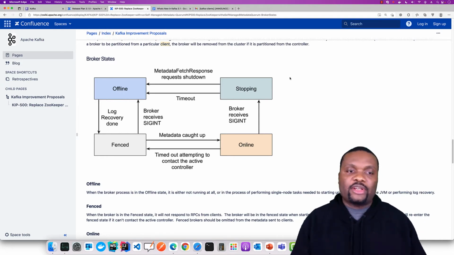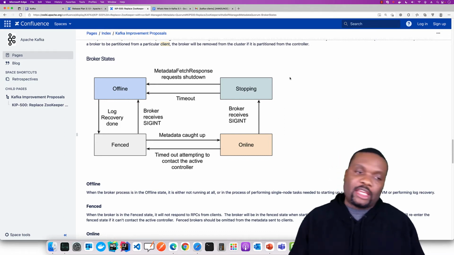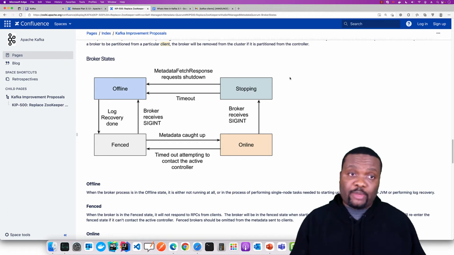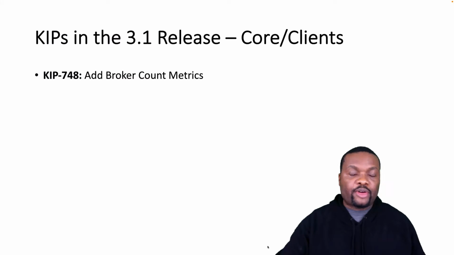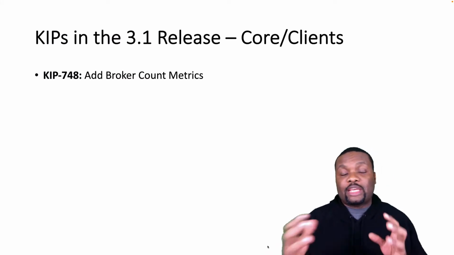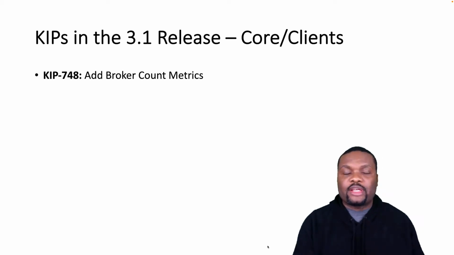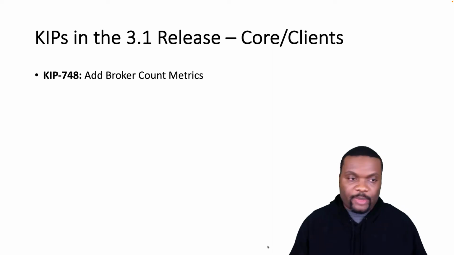As you can see here on the screen, we have these different statuses where it goes from offline to fenced to online, and then when it does not have enough metadata, it goes back into the fenced status. When it has enough metadata and it has caught up, it comes back into the online status. So KIP number 748 was just to allow us to keep track of which brokers are in this fenced status where they're not able to serve requests, and which brokers are in the active pool that are able to serve requests. So that's what this particular KIP was about.